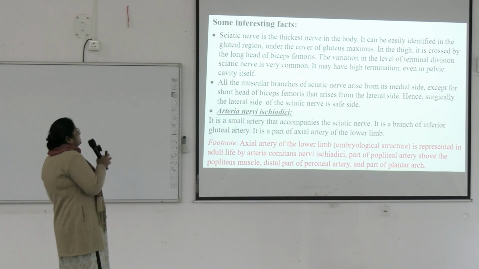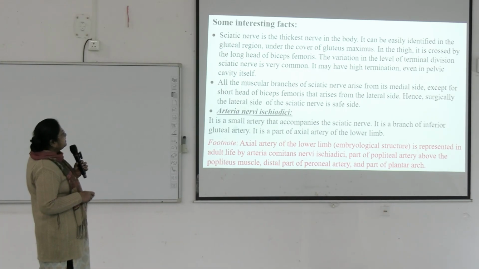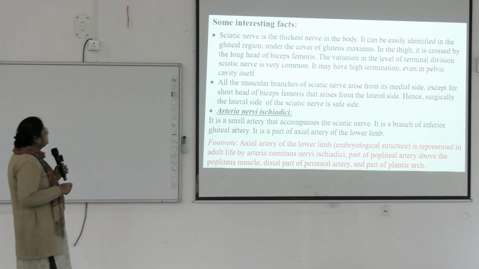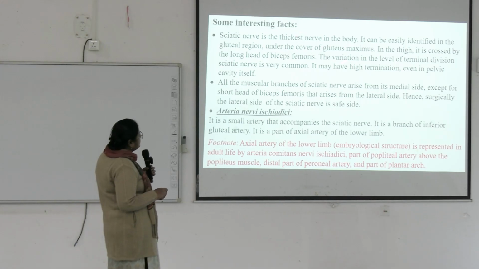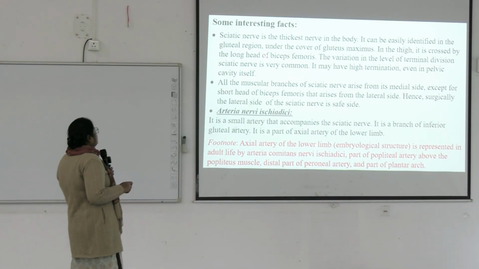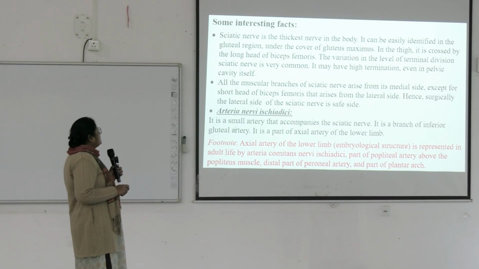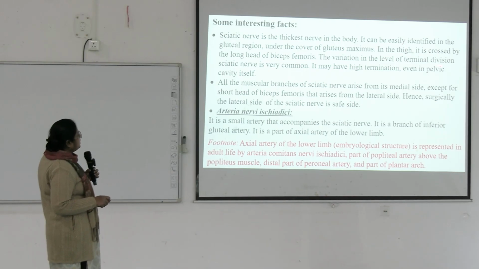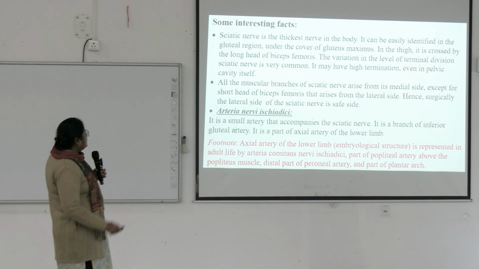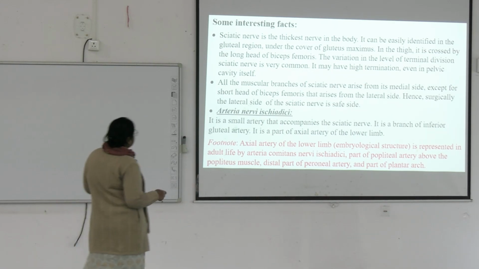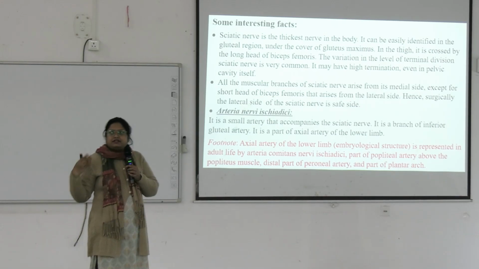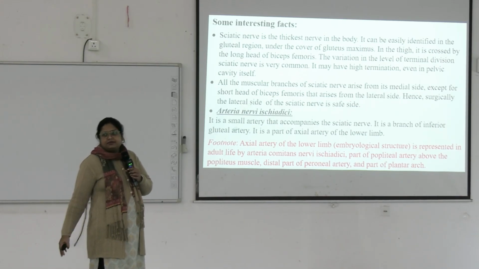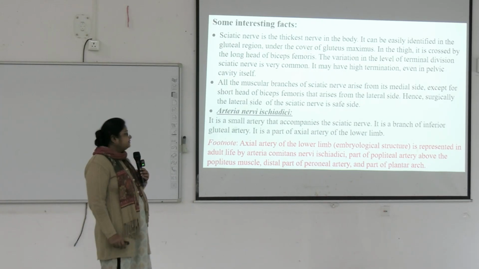So, the sciatic nerve is the thickest nerve in our body. It can be easily identified in the gluteal region. Under the cover of gluteus maximus, it is lying. In the thigh, it is crossed by the long head of biceps femoris. And variation in the level of terminal division of the sciatic nerve is very common, and it may have a high termination even in the pelvic cavity itself. I have discussed the variation. In the pelvic cavity or in the gluteal region or in the back of the thigh, the division can occur.